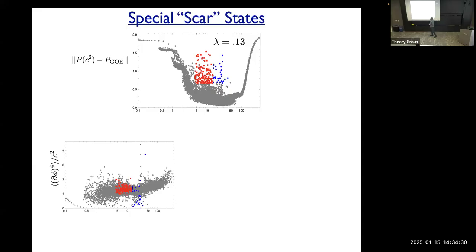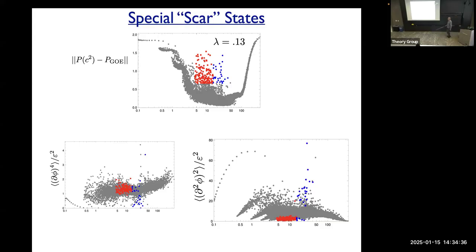And here the blue states do seem to be kind of outliers. The red ones are not for this operator. But for this operator, the red states really do seem to be different than the bulk of the distribution. And how would you explain that this particular operator has a different expectation for these states?